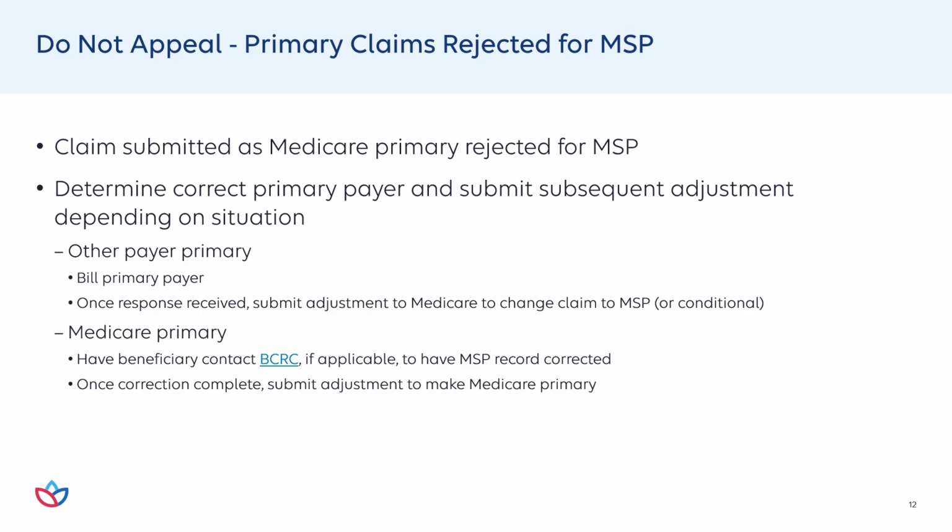If you do your research and you find that Medicare is the primary payer, the beneficiary should contact the BCRC, or the Benefits Coordination and Recovery Center, to have their MSP records corrected. Once the MSP records are corrected, the adjusted claim can be submitted to Medicare to process the claim as Medicare primary.